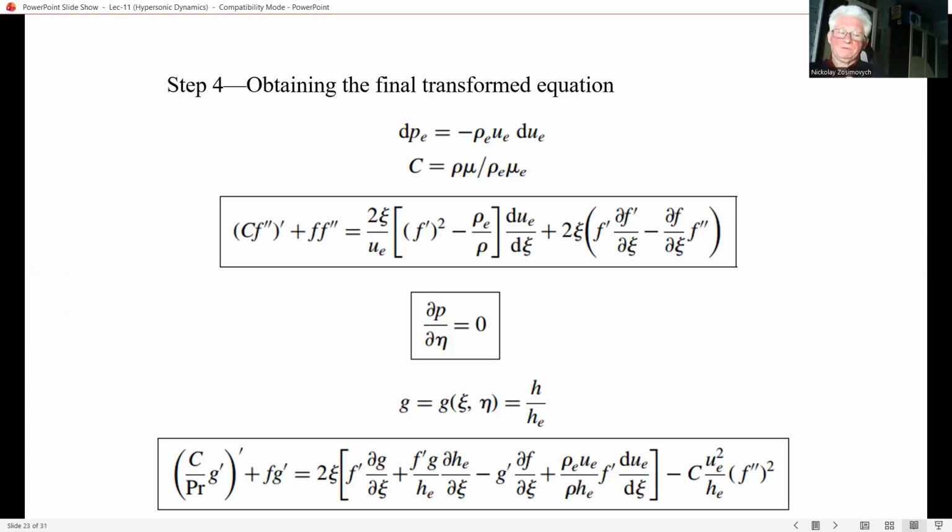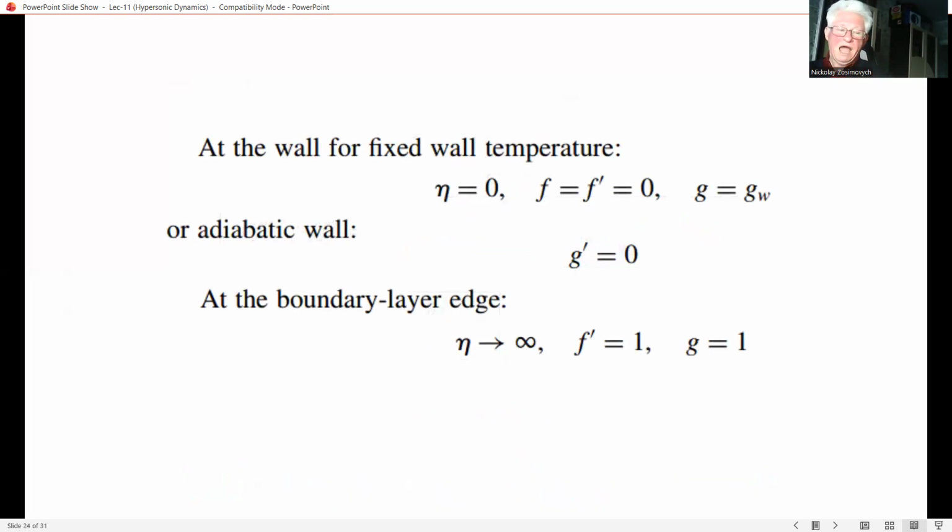So, the preceding transformed boundary layer equations must be solved subject to the following boundary conditions. The physical boundary conditions were given immediately following the original equations. The corresponding transformed boundary conditions are as follows. At the wall, for fixed wall temperature, we can write this simple expression here. For an adiabatic wall, here. At the boundary layer edge, we may write this expression.